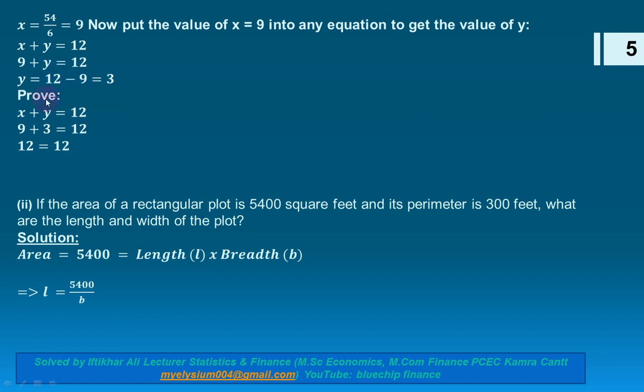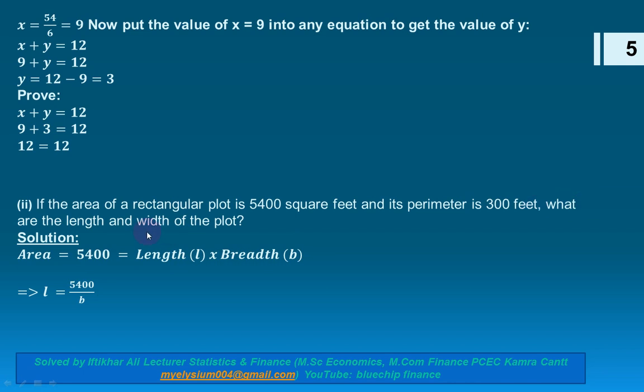After that you can prove whether these values are correct or wrong. So here x equals 9 and y equals 3, 9 plus 3 equals 12, so 12 equals 12. Second question, if the area of a rectangular plot is 5400 square feet and its perimeter is 300 feet, what are the length and width of the plot?